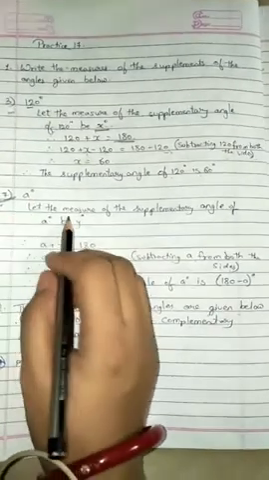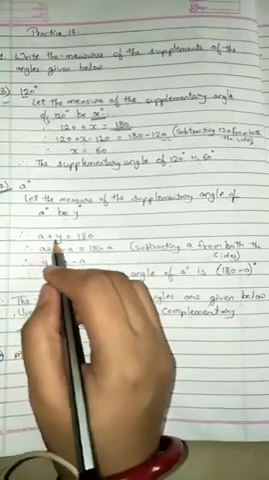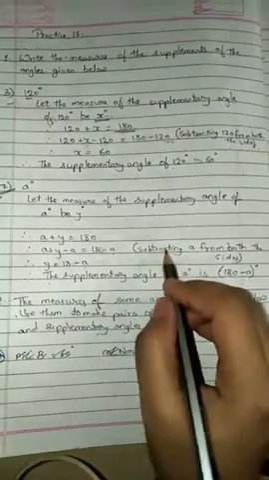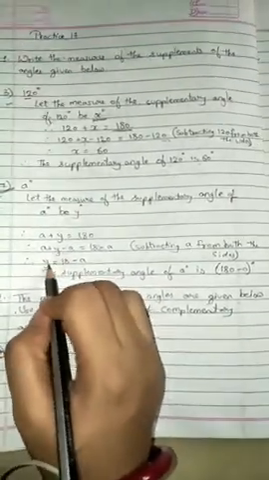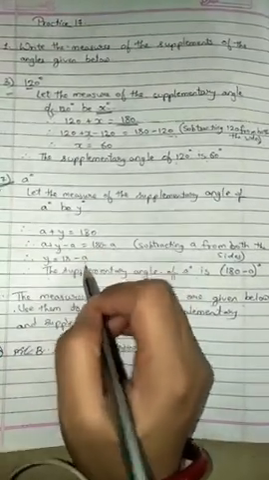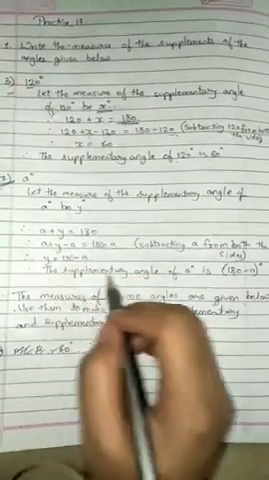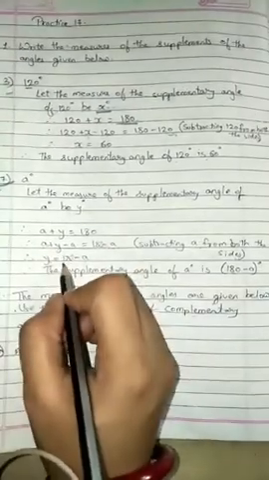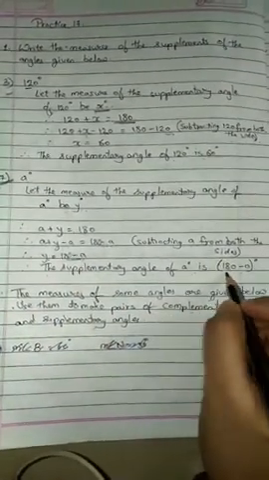A degrees. Let the measure of the supplementary angle of A degrees be y. So A plus y equal to 180. A plus y minus A equal to 180 minus A, subtracting A from both the sides. So what will be the answer? y equal to 180 minus A. So our answer will be 180 minus A. The supplementary angle of A degrees is 180 minus A degrees, because A is subtracted from 180.